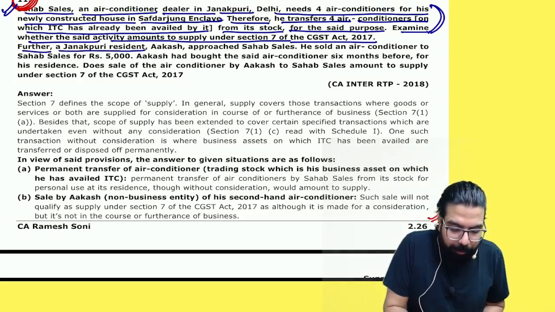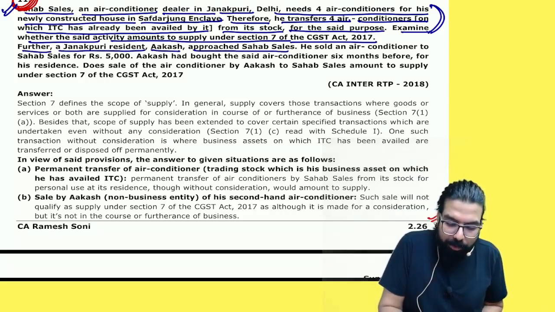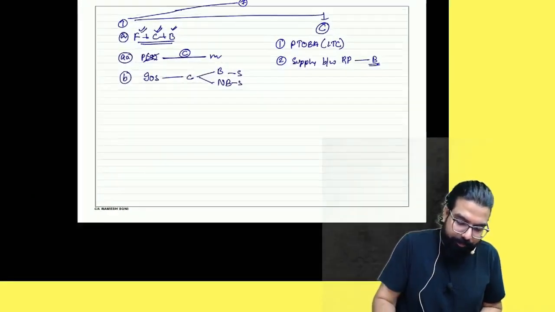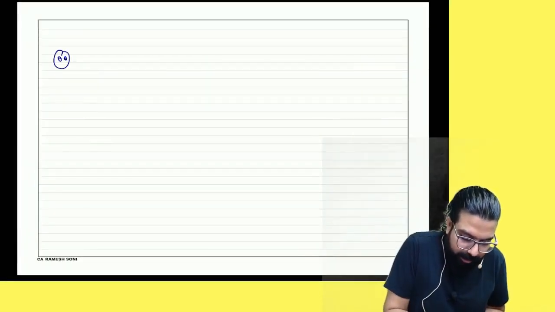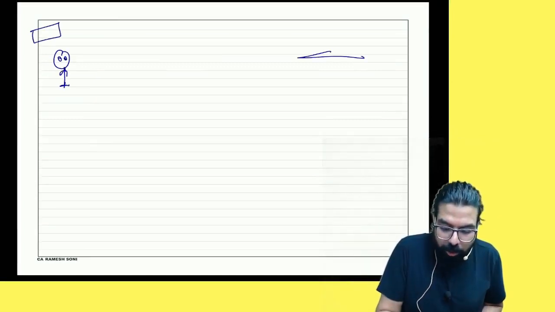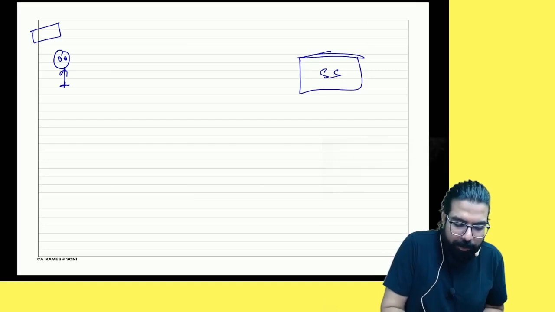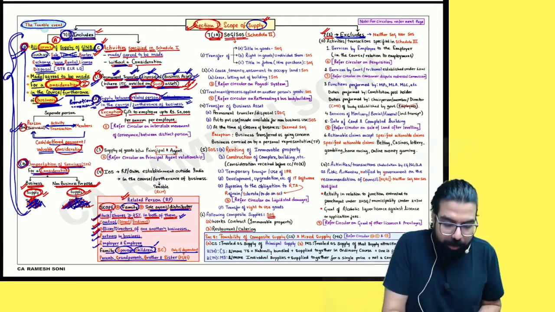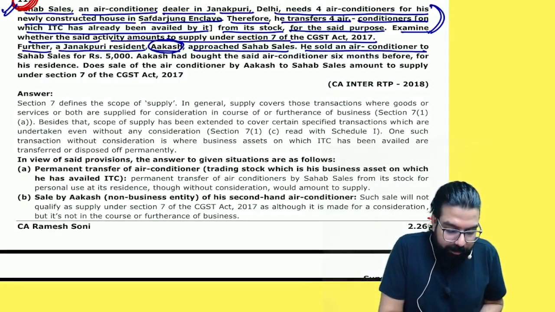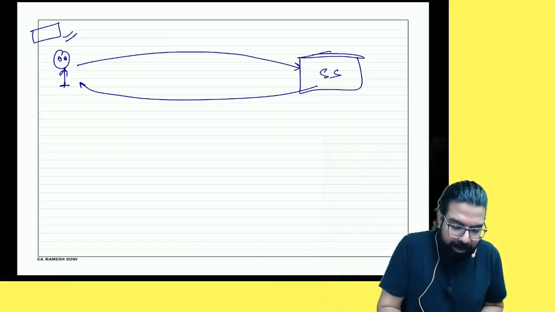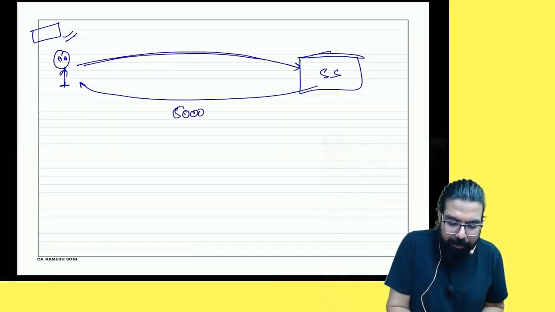Further, a Janakpuri resident, Akash, approached Sahab Sale. He sold an air conditioner. Akash had one AC at his home. He told Sahab Sale, my air conditioner at home has become old, I will sell it to you. And Sahab Sale paid him 5,000. My question, is this activity a supply?